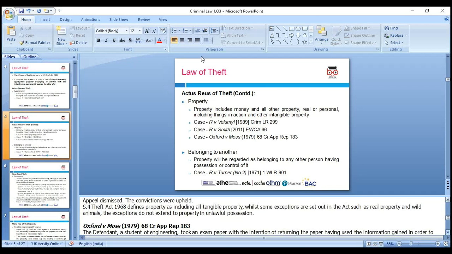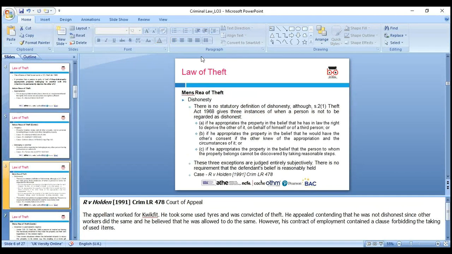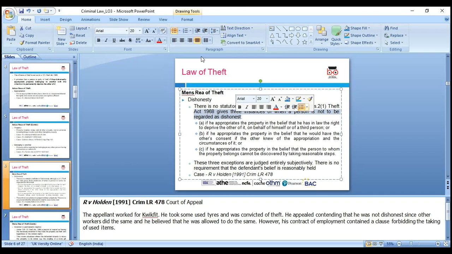The definition of property includes tangible property, because this is tangible. While some exceptions are set out in the Act, such as real property and wild animals, an exception did not extend to property in unlawful possession. So we need to look at what the Theft Act is all about as well. This is the Theft Act 1968.